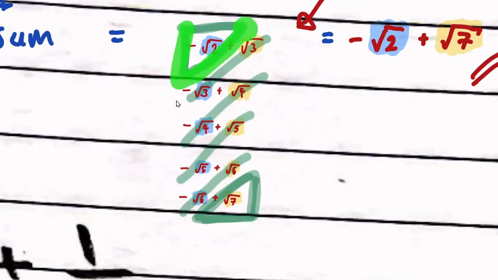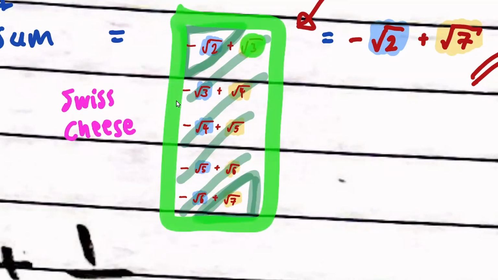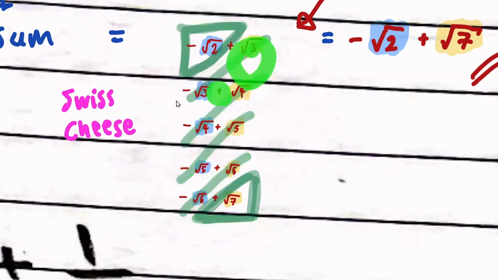Then you're left with a top left corner and a bottom left corner. My teacher in JC used to call this Swiss cheese. You know why it's called Swiss cheese? Because it's like a whole block of cheese, but inside got a lot of holes. The things cancel each other off, so you're left with 0, 0, 0. So a lot of holes inside, so it looks like a piece of Swiss cheese. You'll see this often.